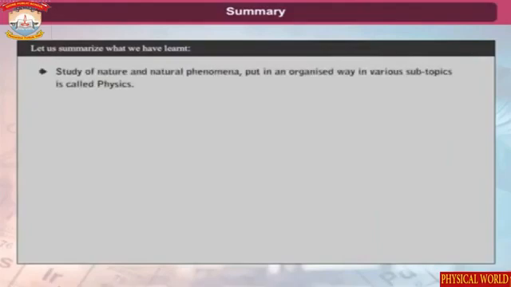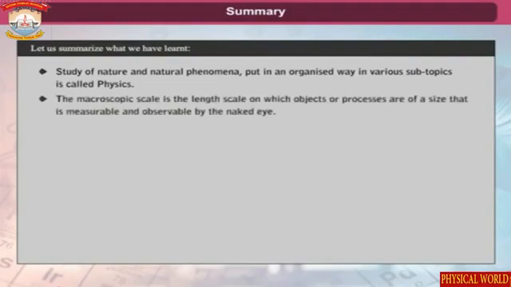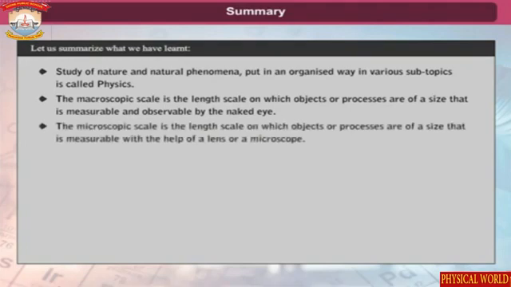Let us summarize what we have learnt. First, the study of nature and natural phenomena put in an organized way in various subtopics is called physics. The macroscopic scale is the length scale on which objects or processes are of a size that is measurable and observable by the naked eye. The microscopic scale is the length scale on which objects or processes are of a size that is measurable with the help of a lens or a microscope.